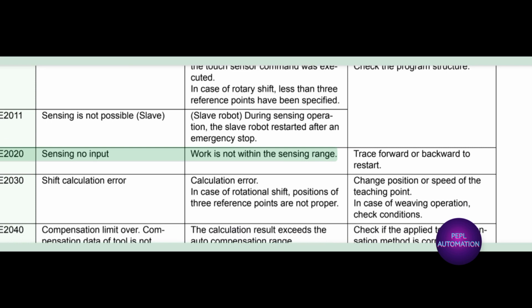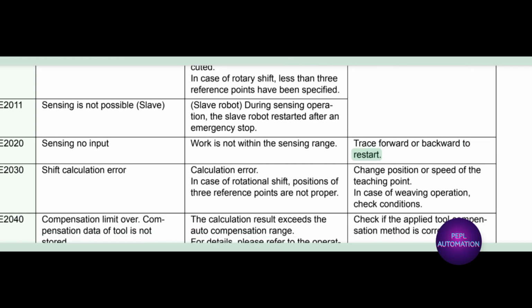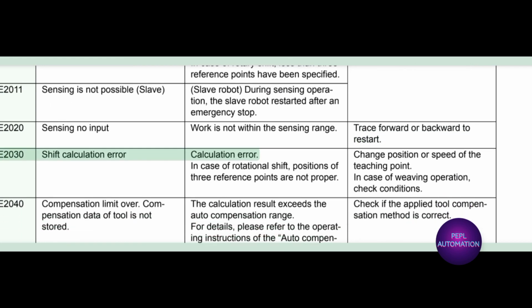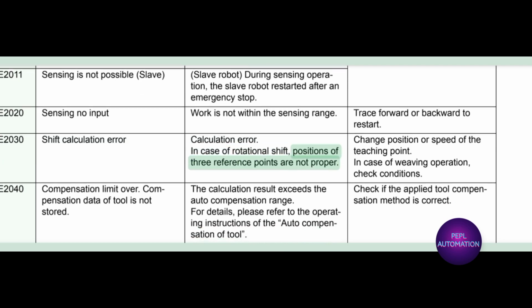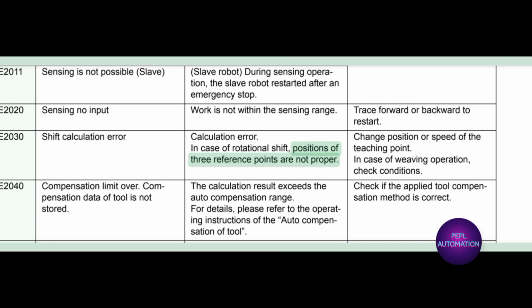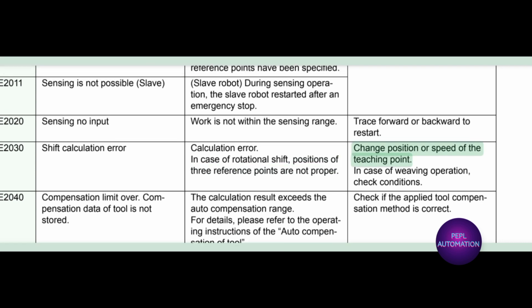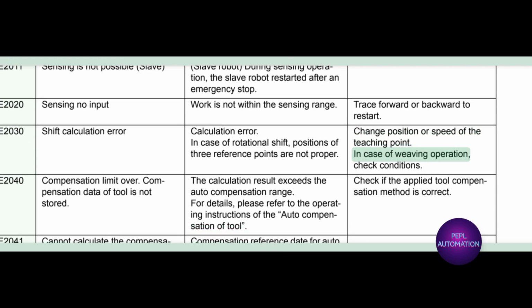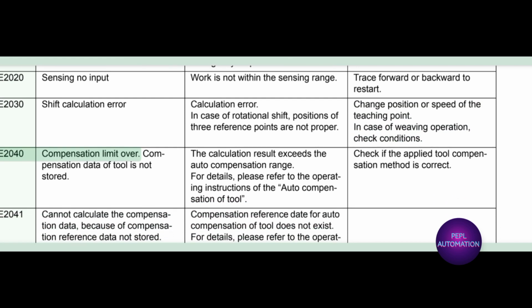E2020 Sensing no input. Work is not within the sensing range. Trace forward or backward to restart. E2030 Shift calculation error. In case of rotational shift, positions of 3 reference points are not proper. Change position or speed of the teaching point. In case of weaving operation, check conditions.